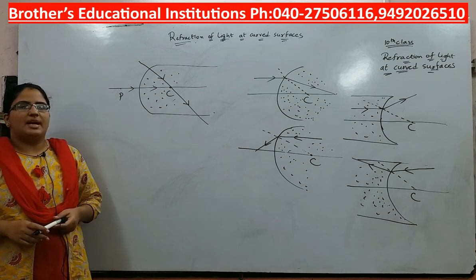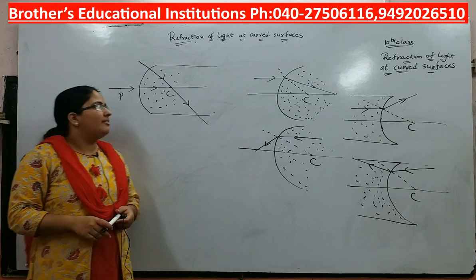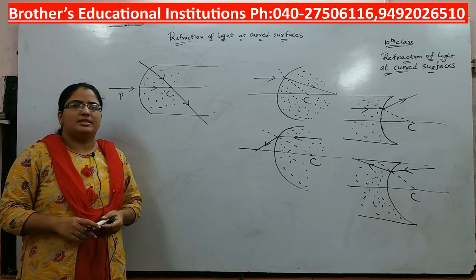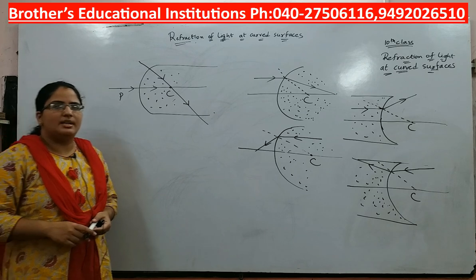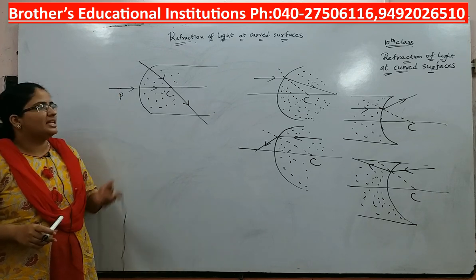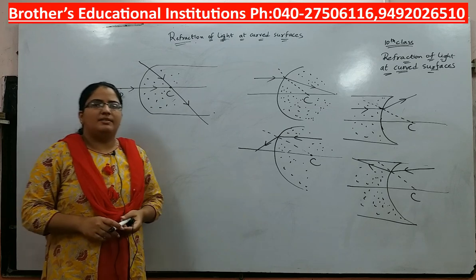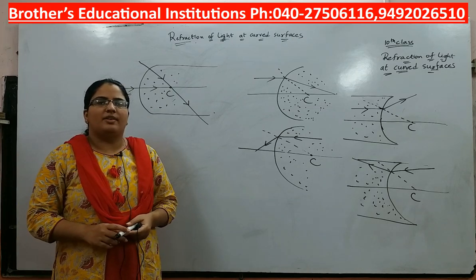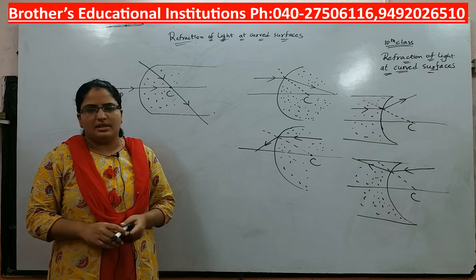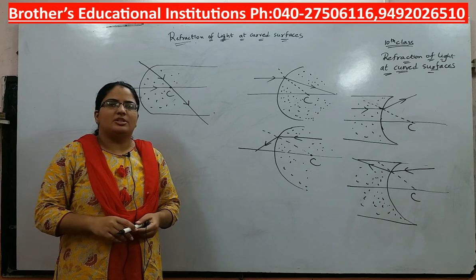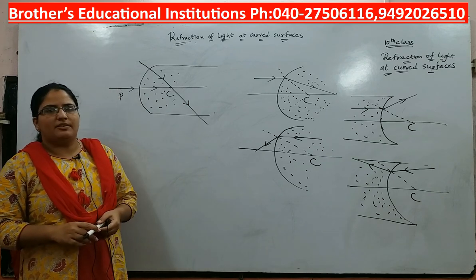Here in the fourth chapter, we have refraction of light at curved surfaces. Till now we were discussing acids and bases. The next topic that you have is refraction of light at curved surfaces. In your 9th standard, you learnt about refraction of light on plane surfaces. So in this 10th class, you shall learn about refraction of light on curved surfaces.